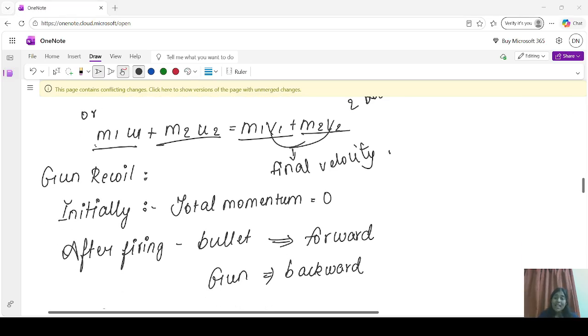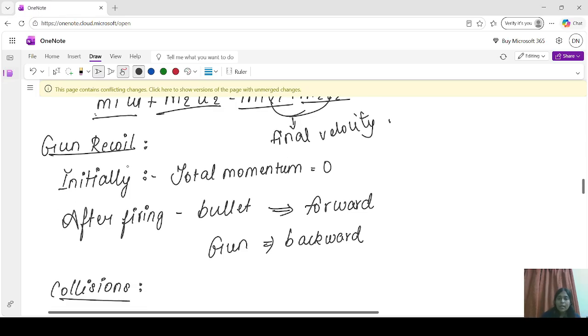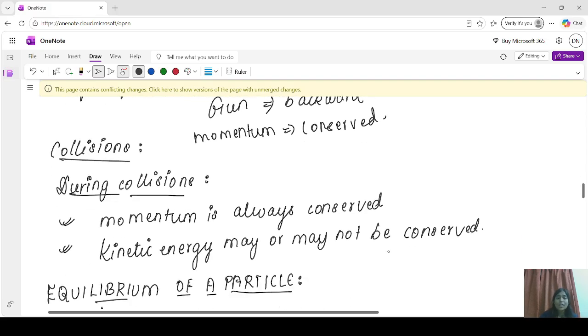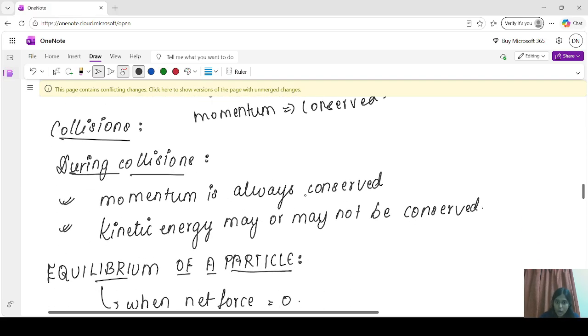And I'll be telling you examples of momentum. Let us take gun recoil as an example. Initially the total momentum will be 0, and after firing the bullet will move forward and the gun will move backward, but momentum will remain conserved. And what happens during a collision? During collision, momentum is always conserved, and kinetic energy may or may not be conserved.